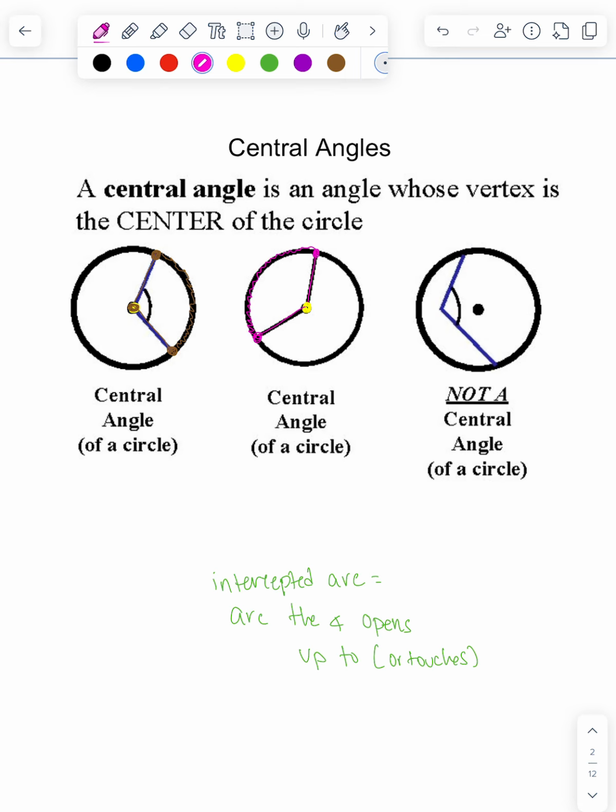So central angles do have an important relationship with their intercepted arcs. Central angles are equal in measure to their intercepted arcs. So if this central angle was 50 degrees, its intercepted arc would also be 50. If this central angle was 30 degrees, then the intercepted arc would also be 30 degrees as well.